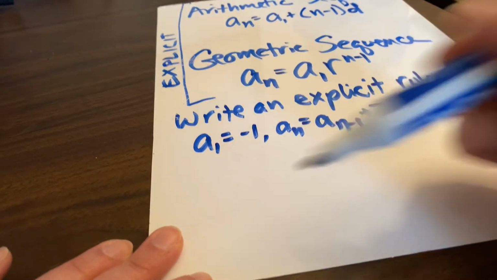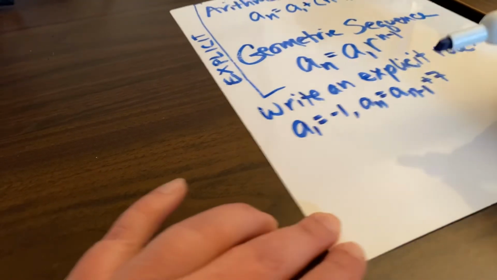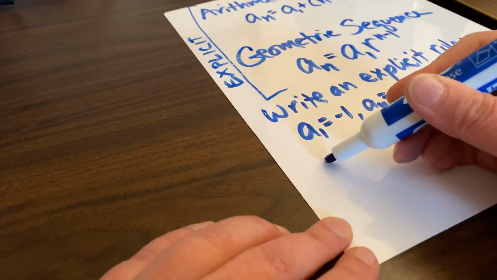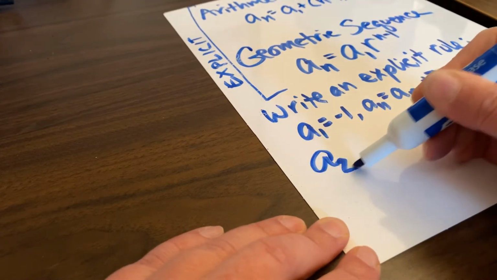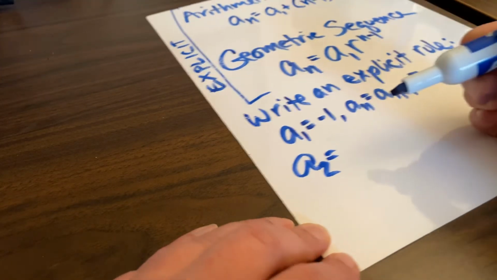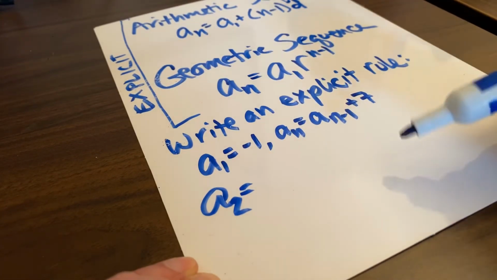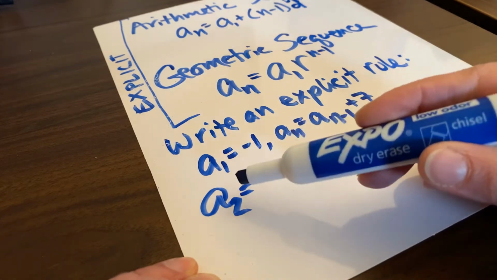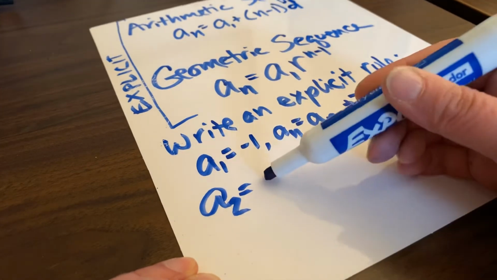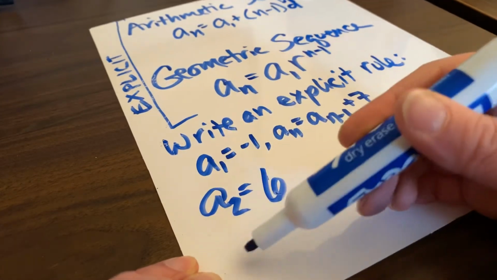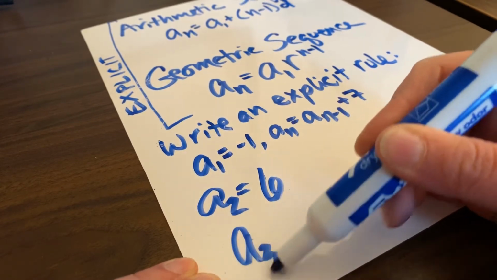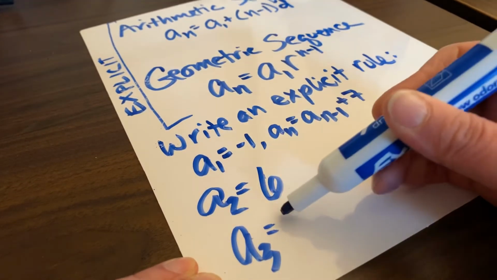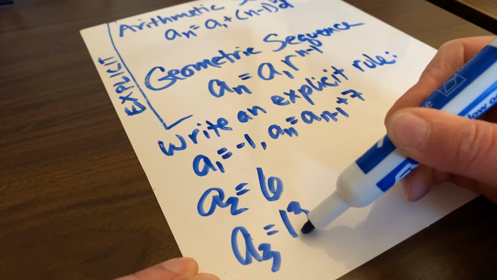Well, again, I'm going to write out my first couple terms. So I have a sub 1 equals negative 1, a sub 2, I'm just adding 7, right, to the previous term. So if a sub 1 is negative 1, a sub 2 would be 6, and a sub 3, we're adding 7 again, so that would be 13.